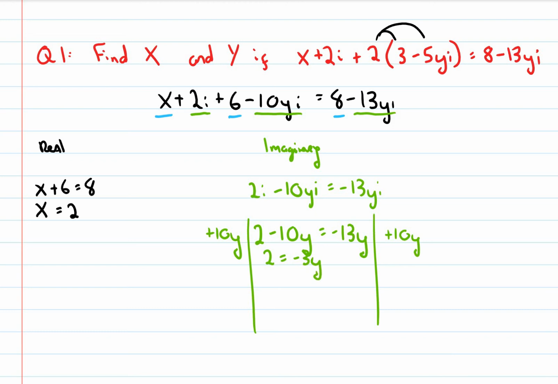I don't like these minus y's, so I'm going to change the sign across. So then we will divide by 3 on this side, divide by 3 on this side. We'll be left with y = -2/3.